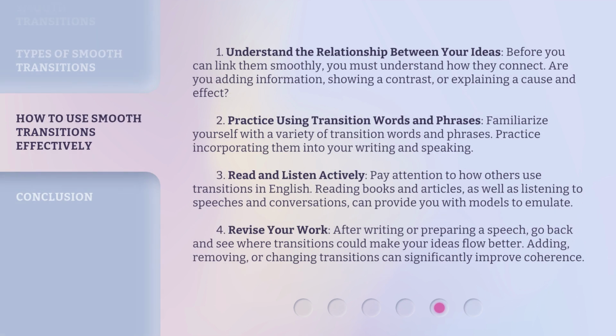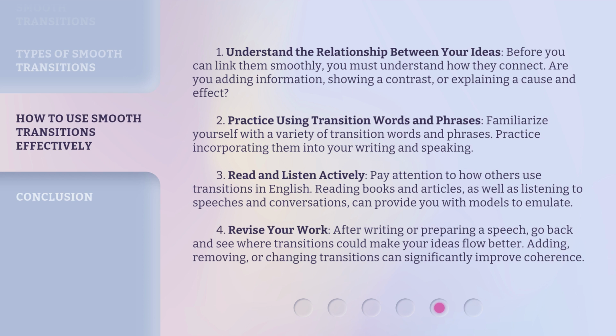1. Understand the relationship between your ideas. Before you can link them smoothly, you must understand how they connect. Are you adding information, showing a contrast, or explaining a cause and effect? 2. Practice using transition words and phrases. Familiarize yourself with a variety of transition words and phrases. Practice incorporating them into your writing and speaking.